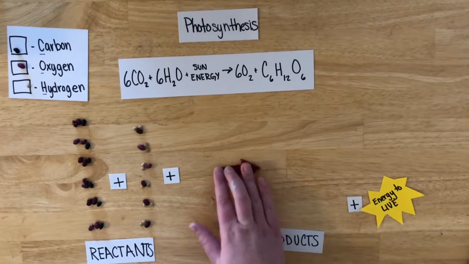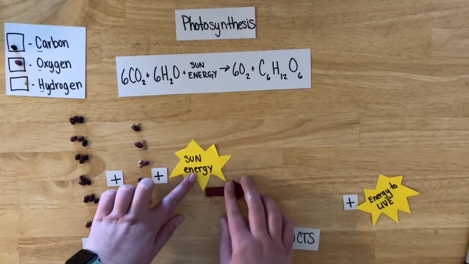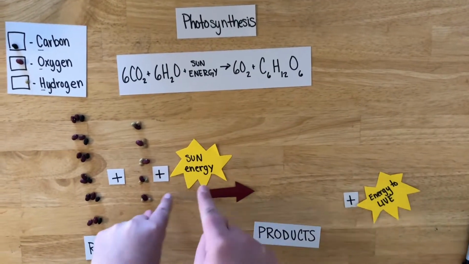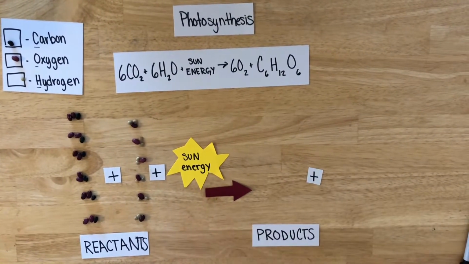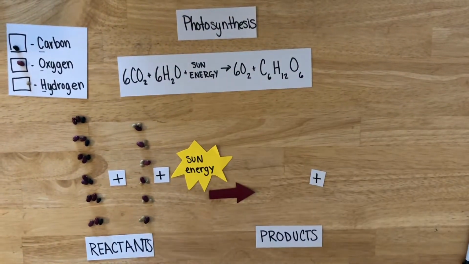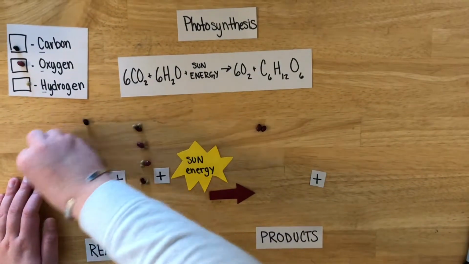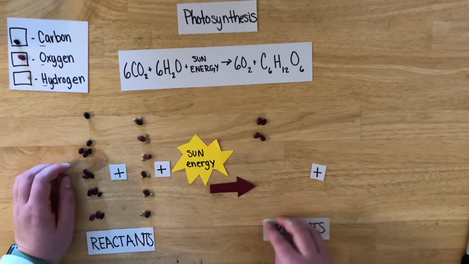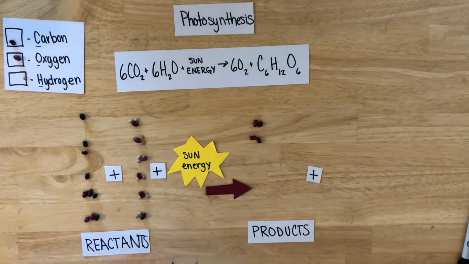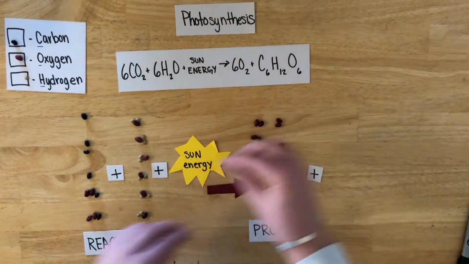As we know, photosynthesis doesn't occur without sun energy. Make sure you dramatize this. Just like our last equation, our arrow is showing that a reaction is occurring. Our CO2 molecules are going to break apart to form 6 oxygen molecules. Make sure to take a look at that coefficient.